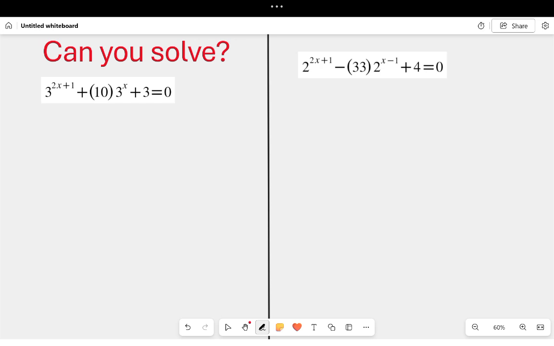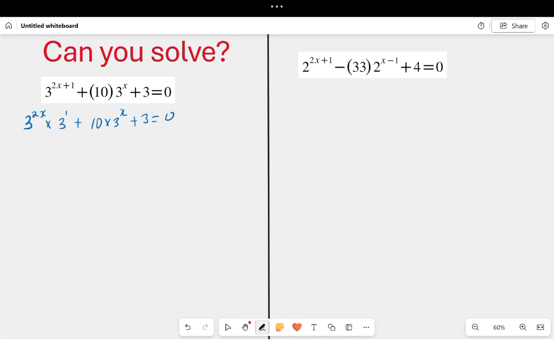Now we are going to solve this quadratic equation from the exponentials. In the first case, we have 3 to power 2x plus 1, which can be written as 3 to power 2x multiplied by 3 to power 1, plus 10 multiplied by 3 to power x, plus 3 is equal to 0.